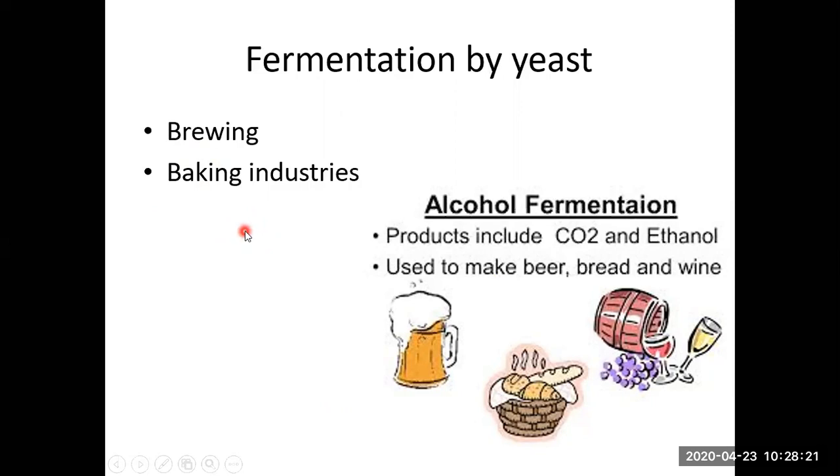What is exactly happening in alcoholic fermentation? In alcoholic fermentation, pyruvate is used, which is already produced by the breakdown of the 6-carbon compound glucose into the 3-carbon compound pyruvic acid or pyruvate. The products are ethanol along with carbon dioxide. And this type of fermentation, alcoholic fermentation, is used to make beer, bread and wine.